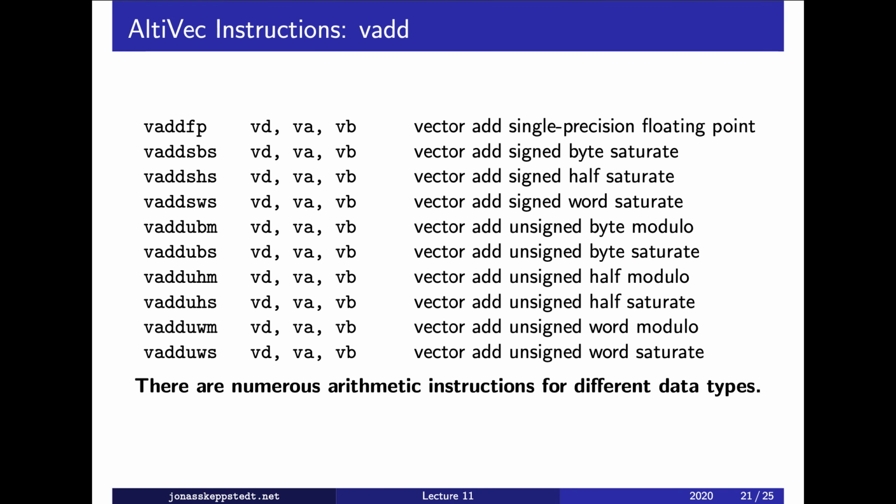Now some add instructions. We see examples, vector add signed byte saturate. There are also unsigned byte saturate. And there are all these saturate and modulo, that's the normal unsigned operation. There are numerous different instructions for each math operation.